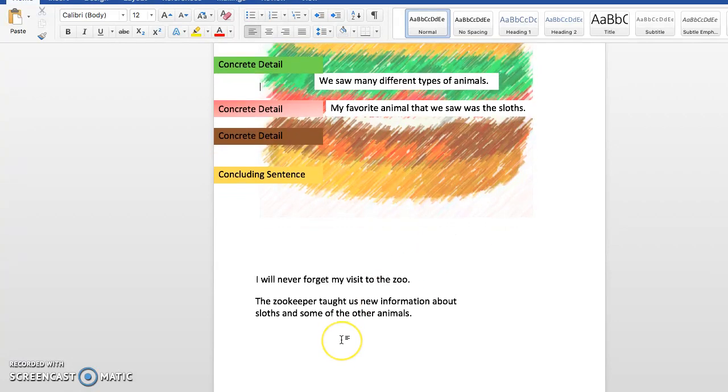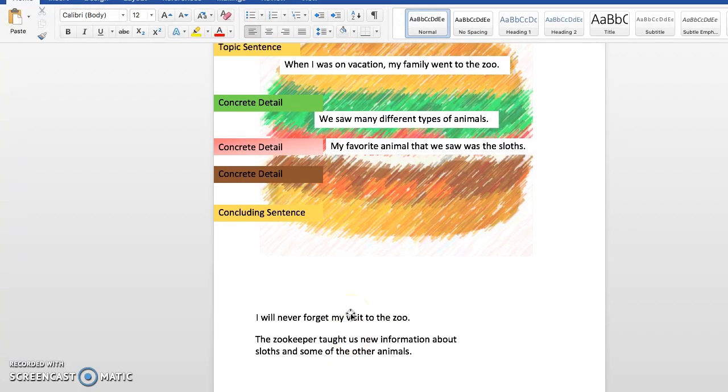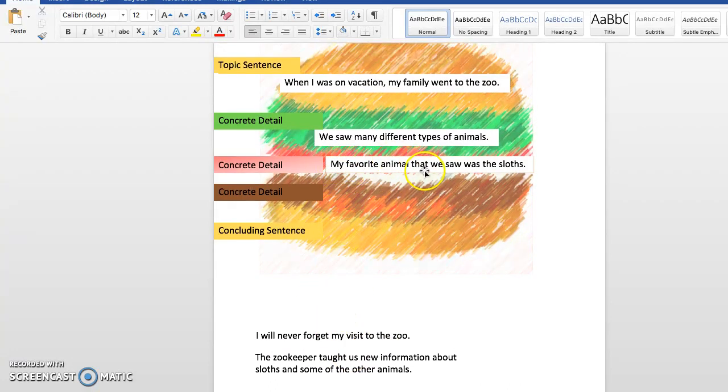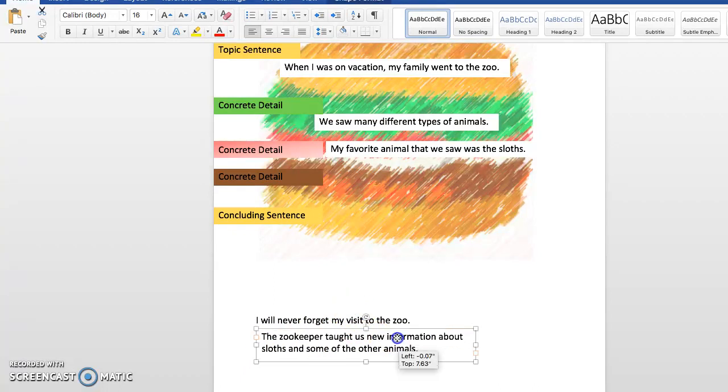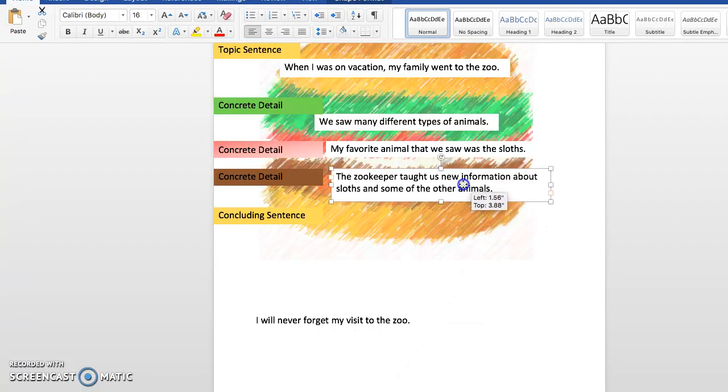Alright, next, the last concrete detail. The zookeeper taught us new information about the sloths and some of the other animals. This is the best fit because it's referring back to the concrete detail that we mentioned before, my favorite animal was the sloths, and then even references the one prior to that, we saw many different types of animals. So not only did the zookeeper teach this family about the sloths, but they also taught them about all of the other animals. So that's the best fit.